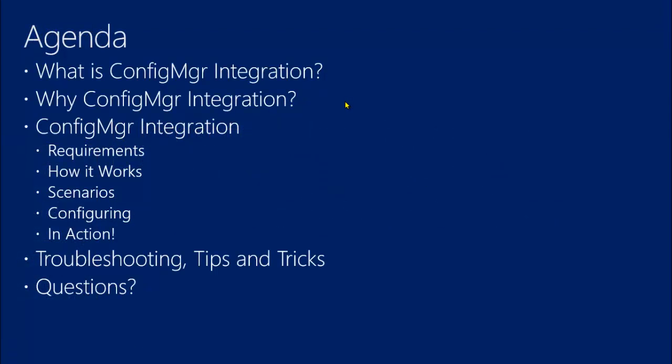We're going to talk about what ConfigMgr integration is. Again, all of this is related to integration with Intune compliance policy. So what is ConfigMgr integration into Intune compliance policy? Why do we care about that? And then what are the requirements of integration? How does it work exactly? What are some of the scenarios that this might play in? And then finally, how do we configure this? And then we'll see this happen in front of us in action here. We'll wrap up with some troubleshooting tips and tricks.